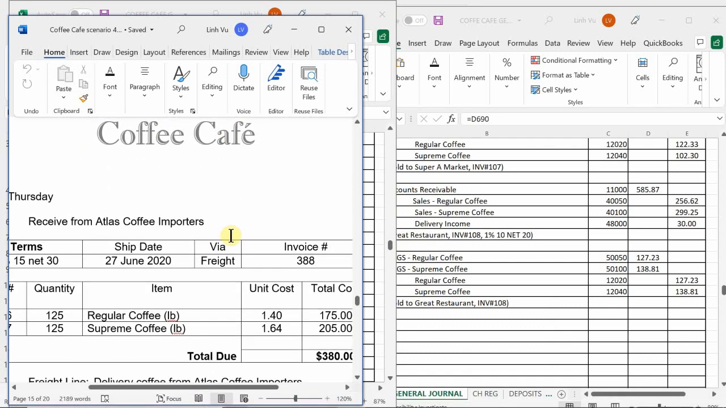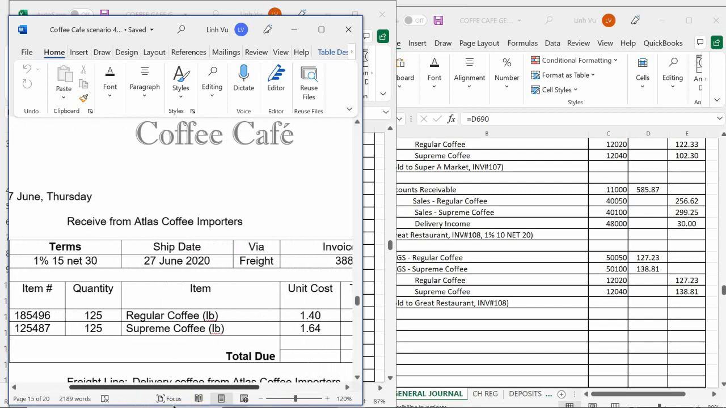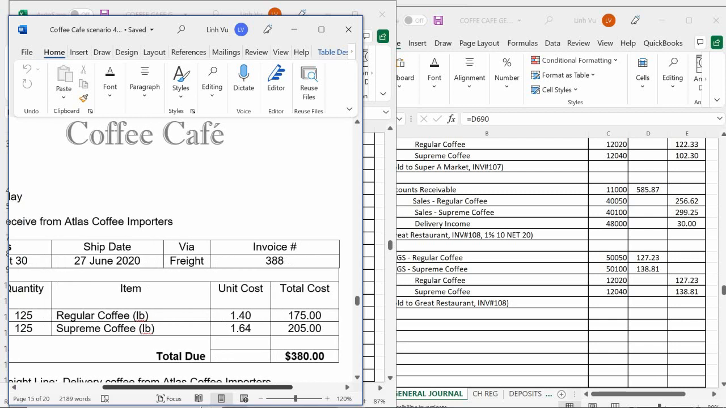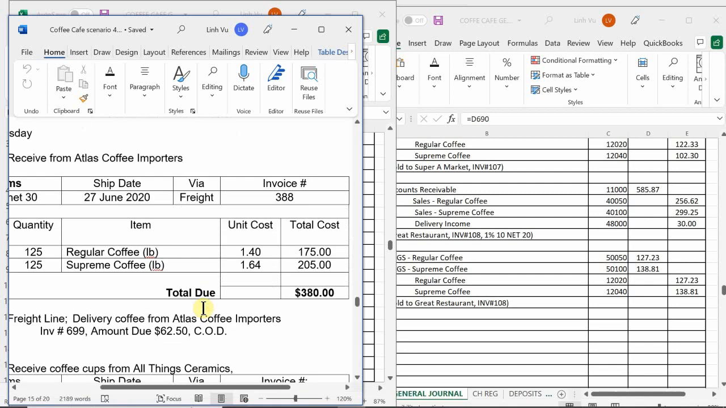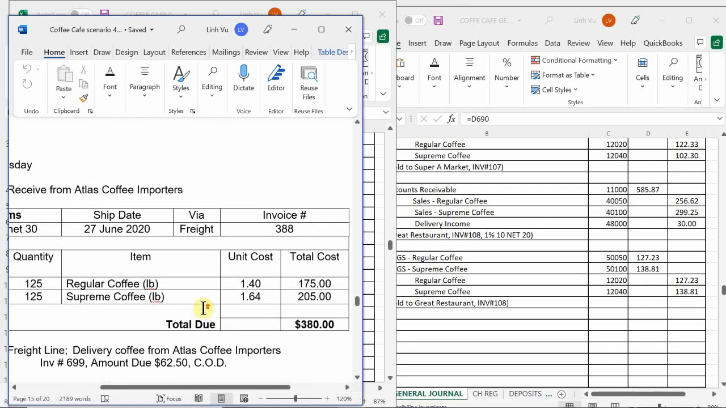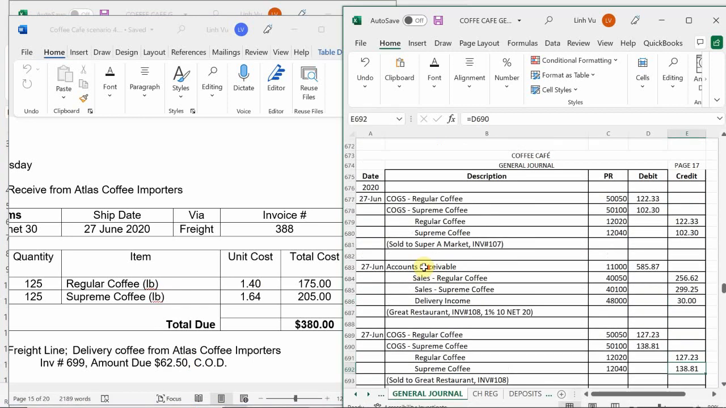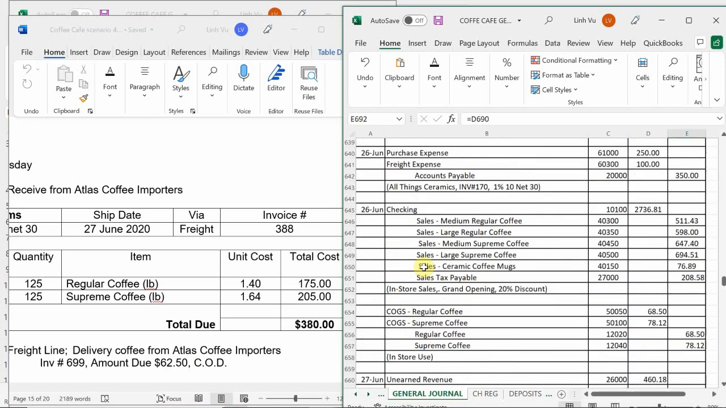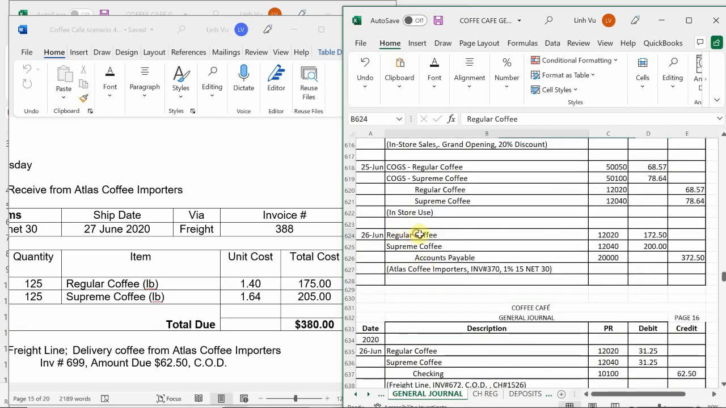So let's see what happened next. Oh, we end up receiving our shipment of the coffees. Okay, so that means we were running low, but we end up getting the shipment later that day. So in this case, here it goes. We got the regular coffee, right? Invoice number 388. And then we have the freight right here. Okay. So in this case, I'm just going to go ahead and we just recently recorded this. It's right here. We got the regular coffee and the Supreme Coffee.